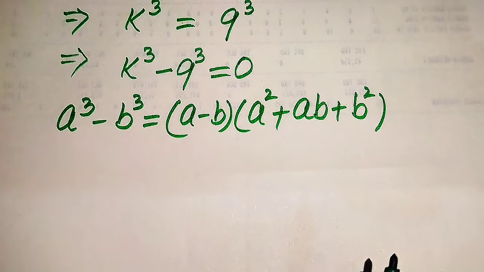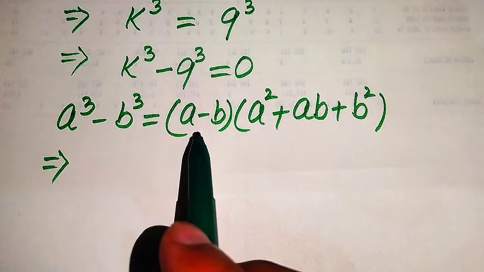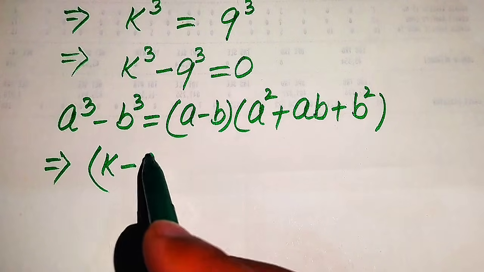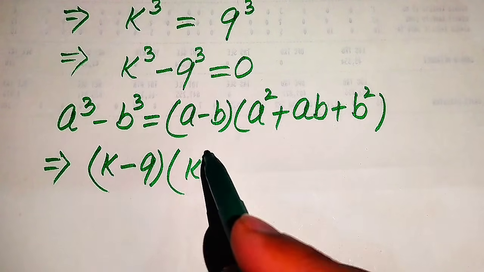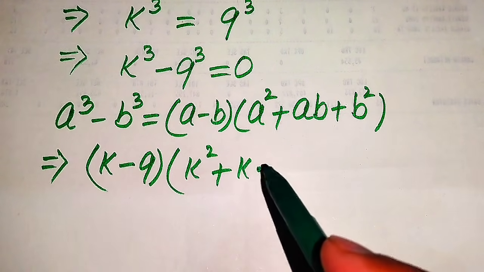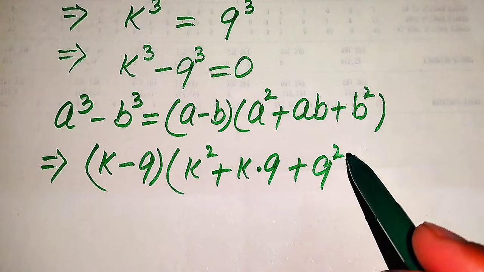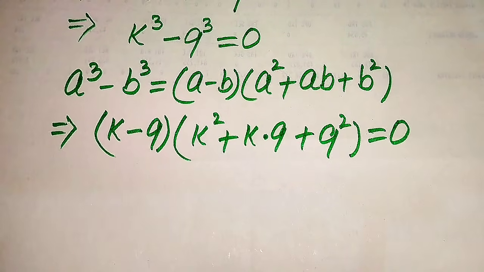According to this rule or this nice cubic formula, we write our above equation as this. Here we have this is a minus b, the value of a is k, and the value of b is 9, into this is a square, the value of a is k, so k square, plus ab, the value of a is k and b is 9, plus this is b square and our b is 9, so 9 square, and this whole equation is equals to 0.